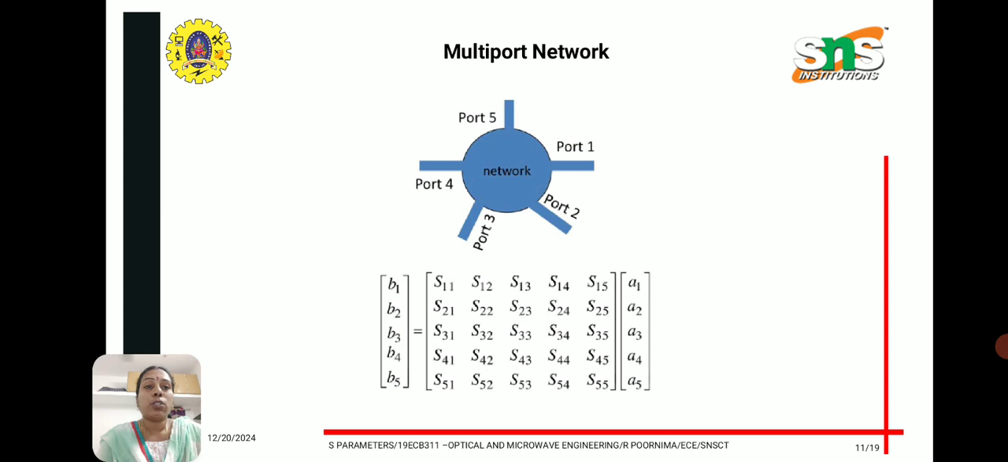And for a multi-port network, here we consider 5 ports, from port 1 to port 5. For this 5-port network, we can write the S matrix from B1 to B5, and similarly the S matrix is a 5 cross 5 matrix, with A1 to A5 as the incident waves.